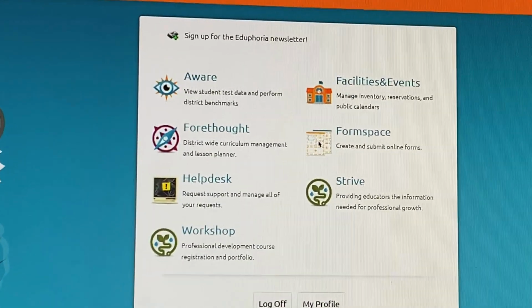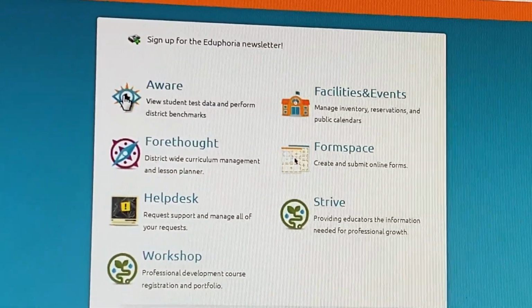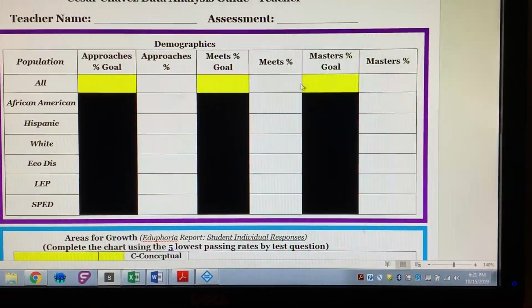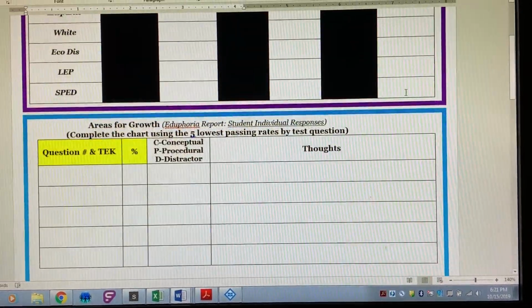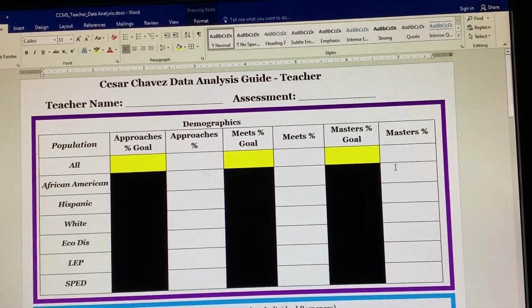You're going to click on Aware. Actually, let me back up a second. So when you get your data sheet, it's going to look like this, and I have split it into 3 different color groups: purple, blue, and green. And so you're going to have to go to 3 different places to get this information.